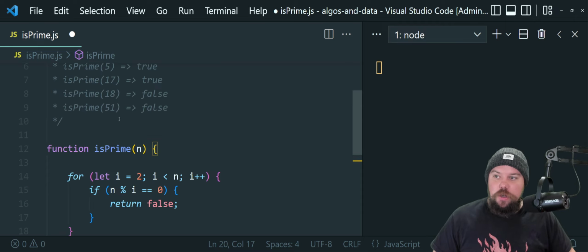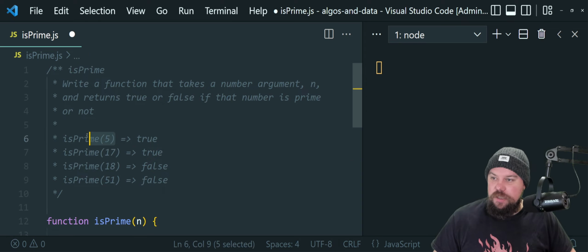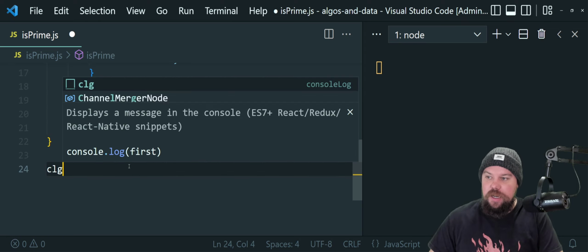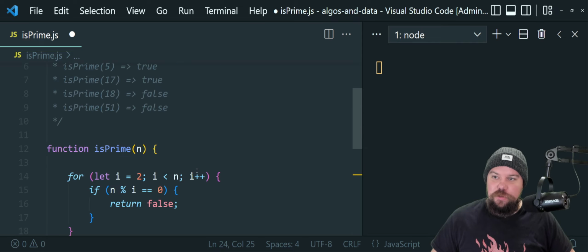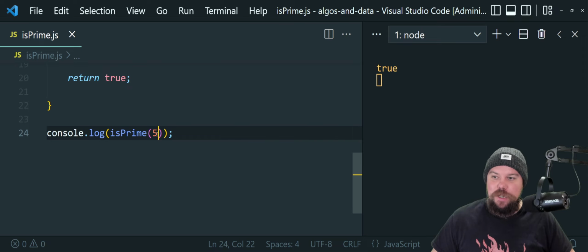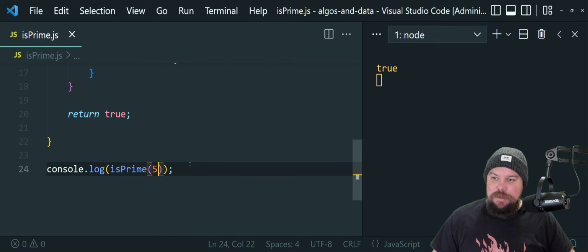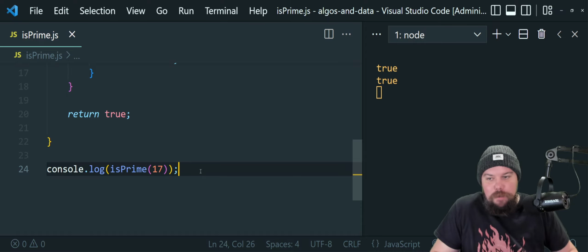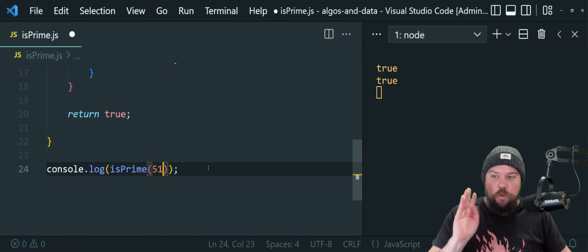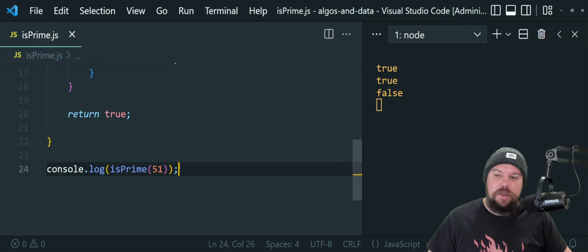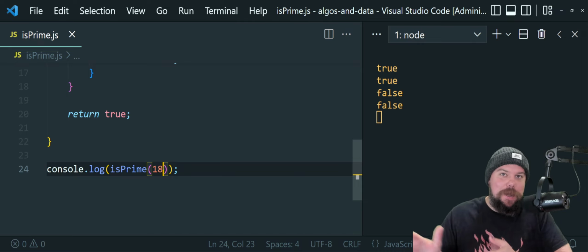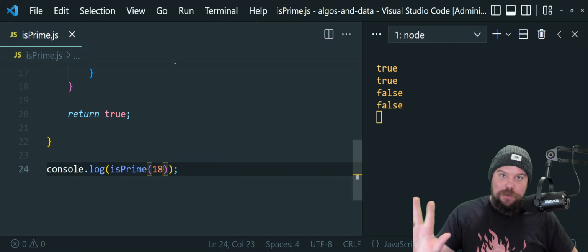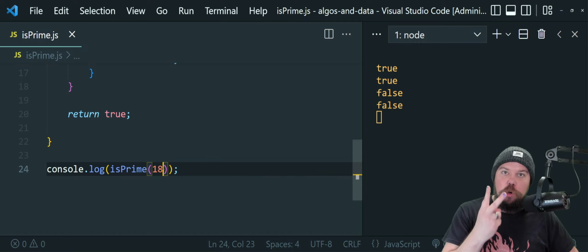So let's first off go ahead and run some of my tests up here. 5, 17, 51, 8. Let's console log 5. Hopefully we do indeed get true, as 5 is a prime number. We also had 17, which is also a prime number. 51 had 4 factors we had learned, so definitely not a prime number. And 18, we know it can be divided by 3, 6, 9, 2, it's definitely not a prime number. It's got too many factors. We only want 2 around here.